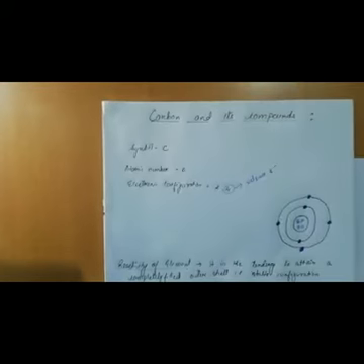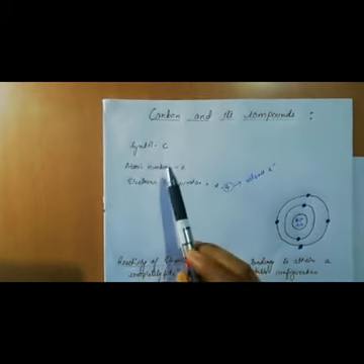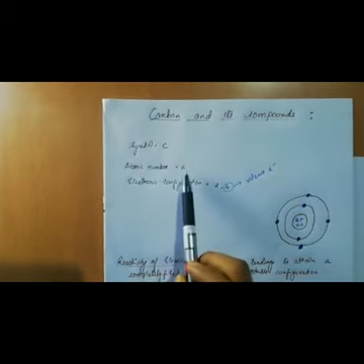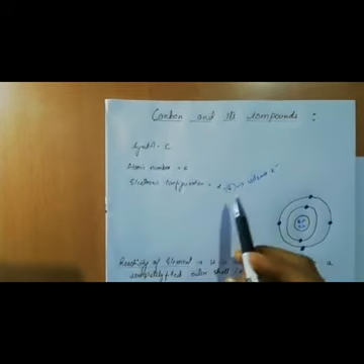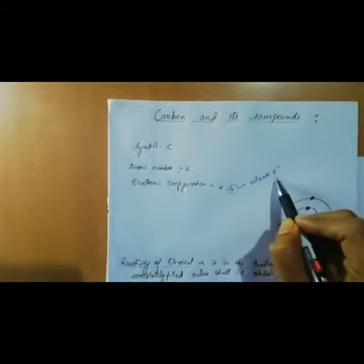In this lecture, I'll be dealing with covalent bonds and allotropes of carbon. First, let me explain some of the basic features of carbon. The symbol used for carbon is C, the atomic number is 6, and the electronic configuration is written as 2,4. The 4 represents the valence electrons.